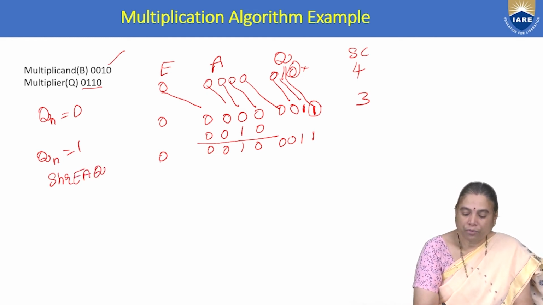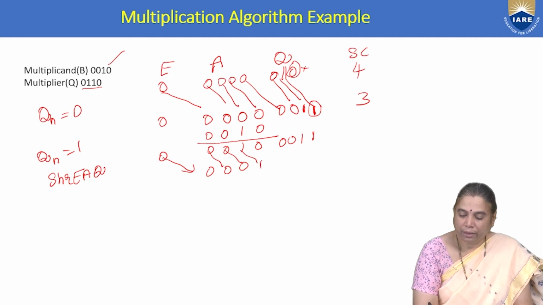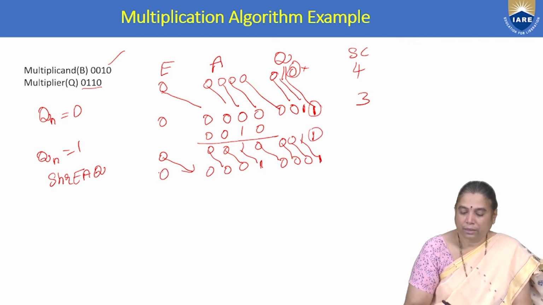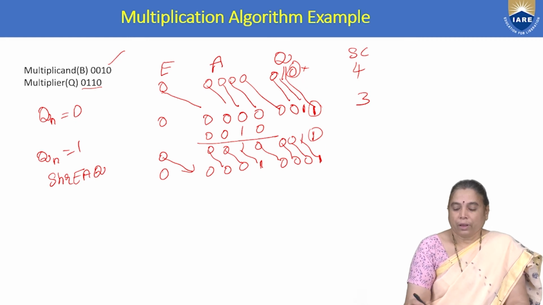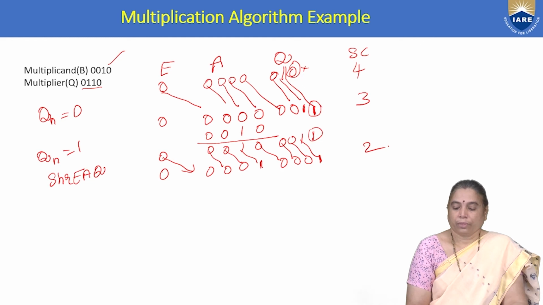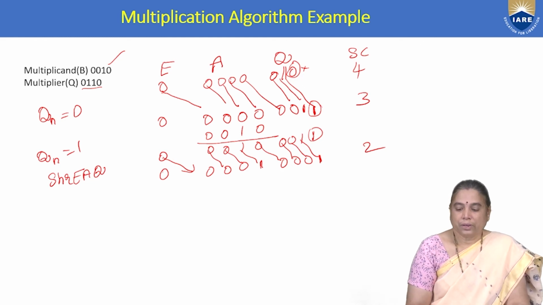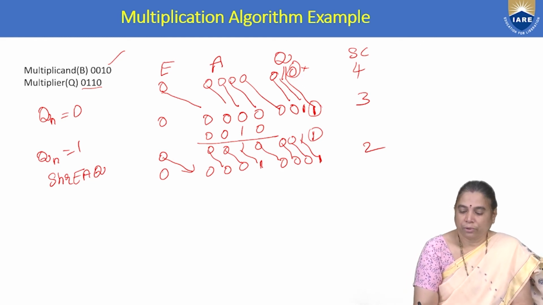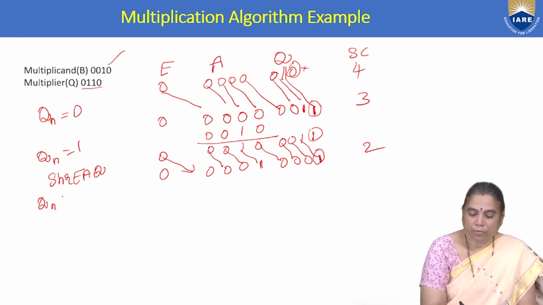So here shift right operation, whenever you perform it, is with 1 bit movement, and this value can be discarded and here is 0. And decrement the counter to 2. Okay. Next, consider again the Qn value. So here this is the Qn. Qn is equal to 1.